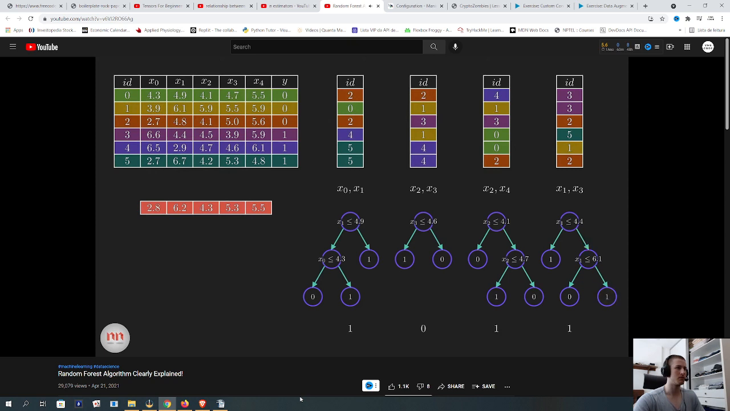Now we have to combine all the predictions. As it's a classification problem, we will take the majority vote. Clearly, 1 is the winner. Hence, the prediction from our random forest is 1. This process of combining results from multiple models is called aggregation. So in the random forest, we first perform bootstrapping, then aggregation. And in the jargon, it's called bagging.